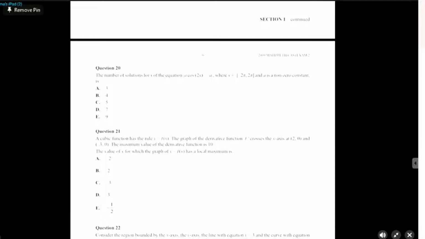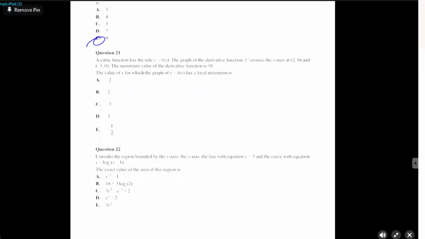And then with question 20, you can just solve this on your CAS, and when you solve on your CAS, you get 9 solutions. So yeah. And then 21.